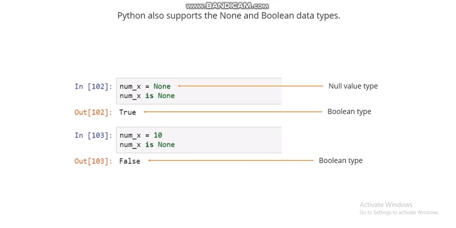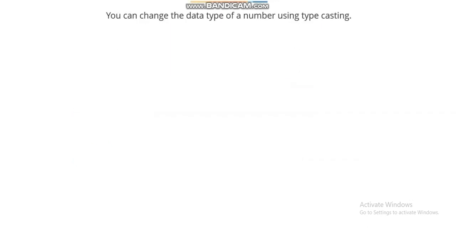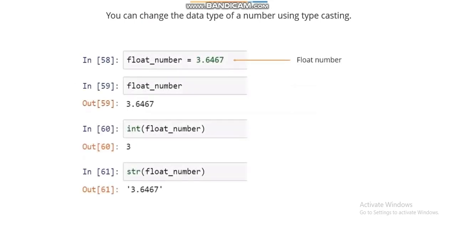You can also typecast a number from one data type to another. For example, let's define a float as shown, and then print its data value. To cast this float value to an integer, use the int function as shown here. You can see that it generates an integer output. Similarly, to cast a float value to string, use the str function, and it will return a string output.